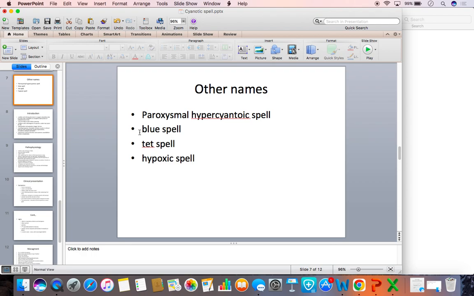So there are other terms to describe the cyanotic spell. These names are like paroxysmal hypercyanotic spell, blue spell, tet spell, and hypoxic spell. These are the other names given to cyanotic spell.